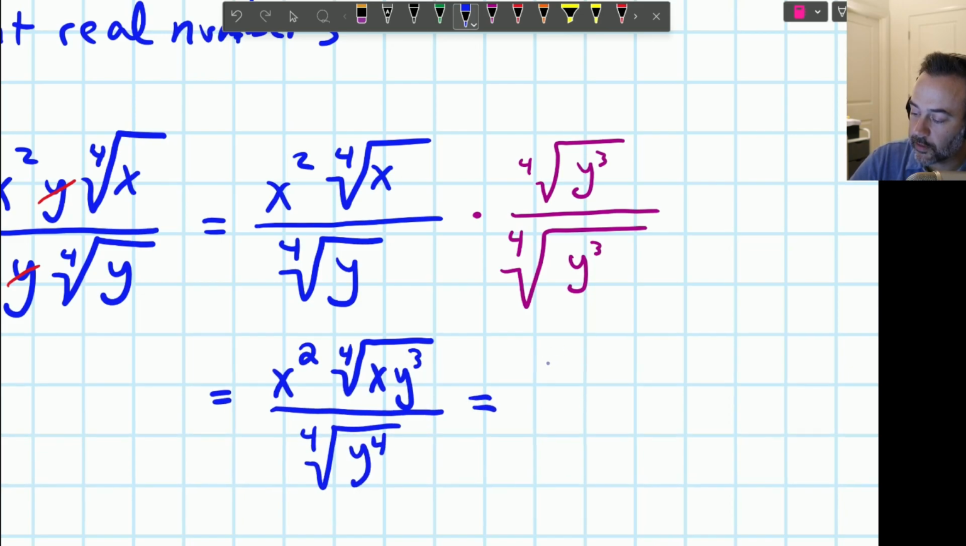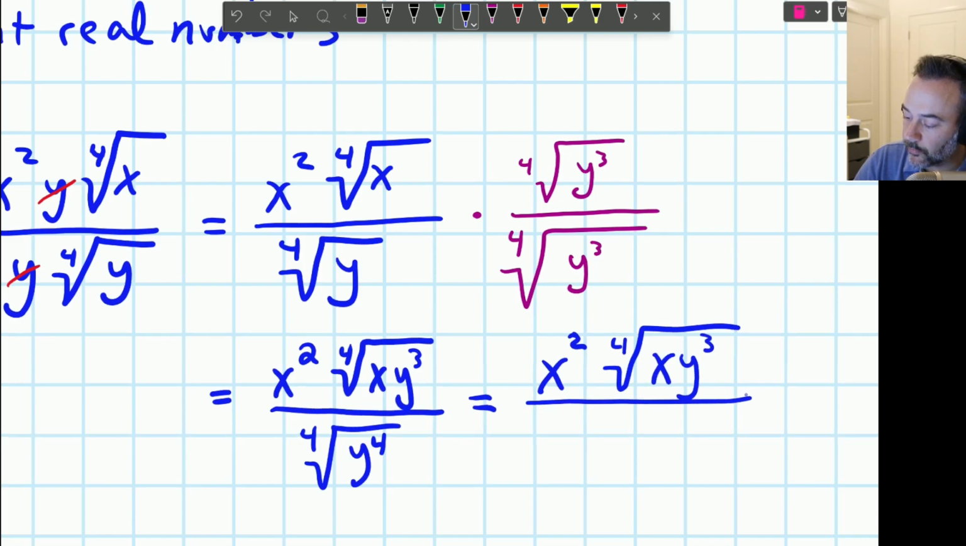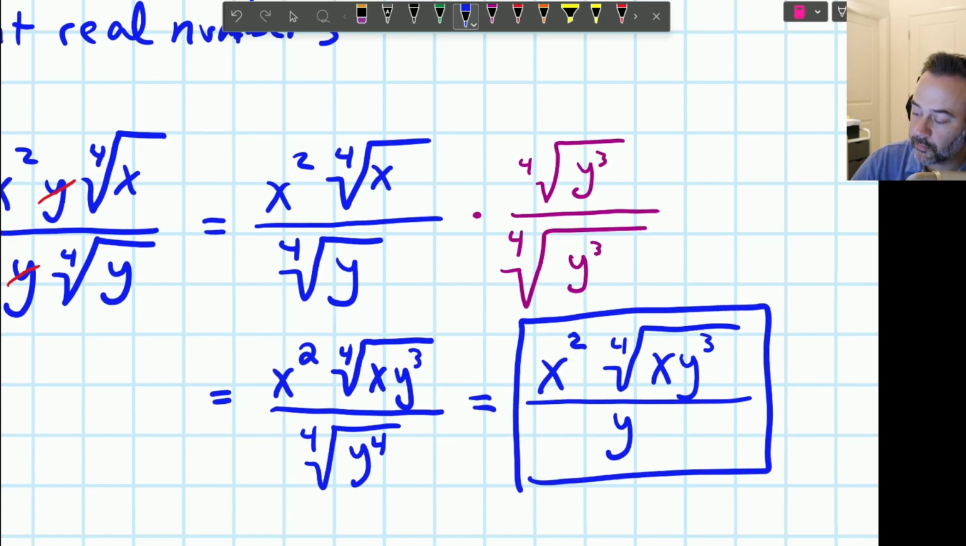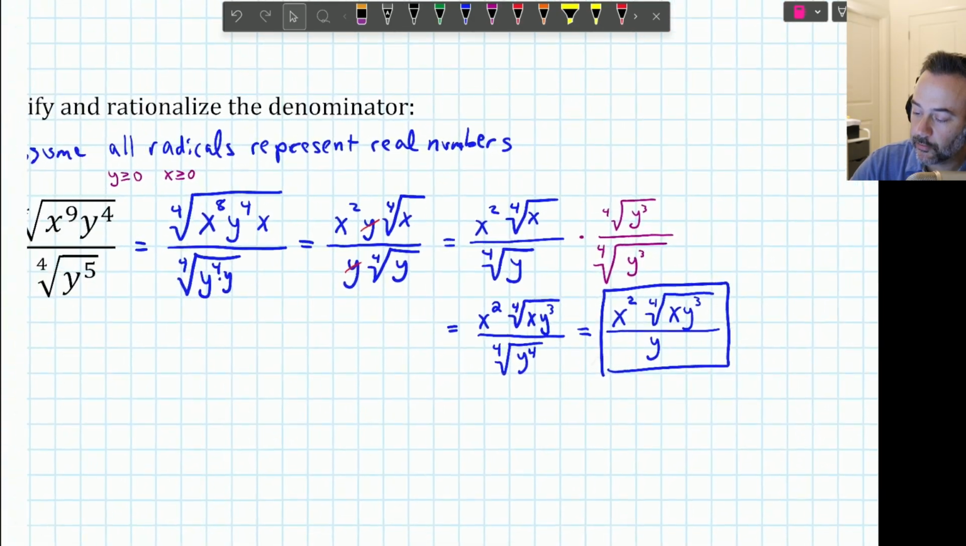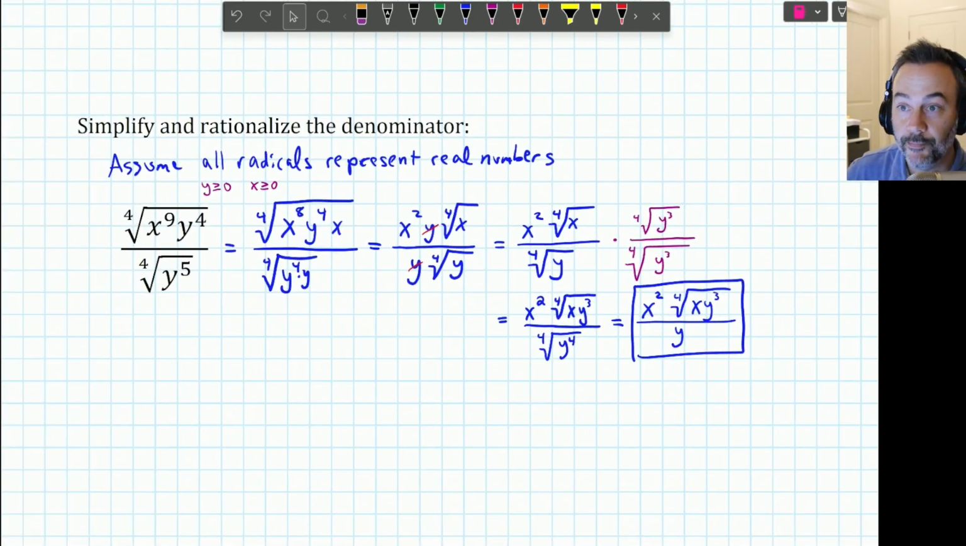And maybe you can start skipping a step here, but this would be x squared. And then the fourth root of x, y to the third over y. And that is our most simplified version that has a rationalized denominator. All right, I will see you in class.